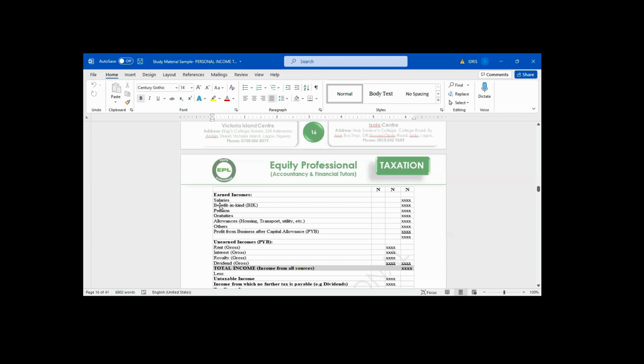So, ladies and gentlemen, under the earned income, like I said, the earned income is divided into three: employment income, trading income, and professional income. The employment income is assessed to tax on actual year basis. The trading income is assessed to tax on preceding year basis. While the professional income too, they are assessed to tax on what? Preceding year basis.